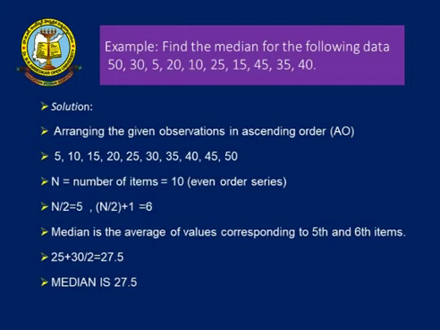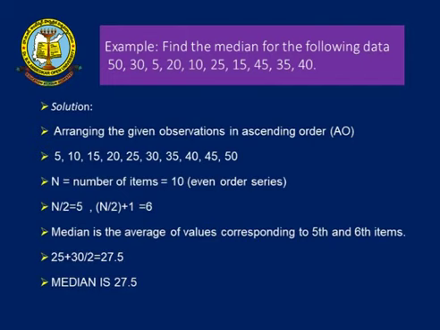Next, first step, the given observations are arranged in ascending order. The least observation is 5, next 10, 15, 20, 25, 30, 35, 40, 45, and the highest observation is 50. Next, count the number of observations. The total number of observations is 10.